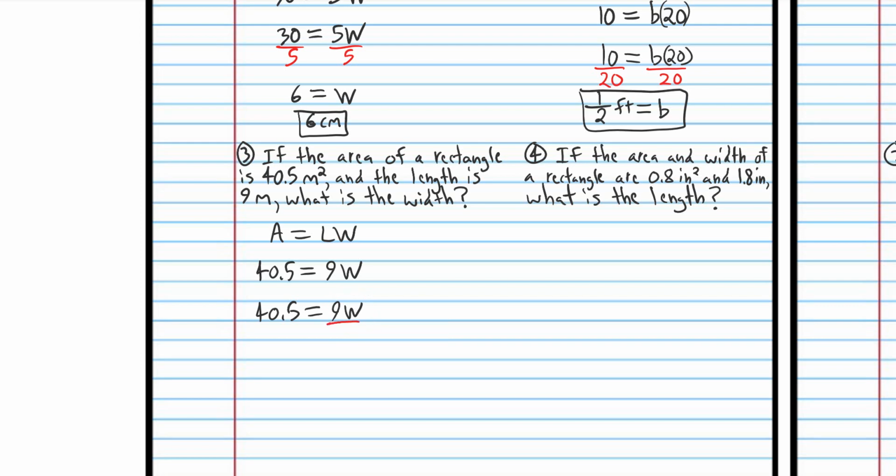So you have to do the opposite of multiplication, which is division, and we show division with the fraction sign. So W is equal to 40.5 divided by 9. Now I forgot to mention that whenever you have decimals in this class, or pretty much any decimals in the classes in my pre-algebra course, you can just use a calculator. So 40.5 divided by 9 is 4.5.